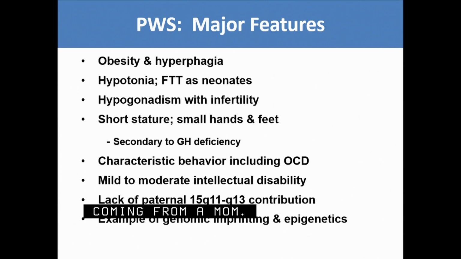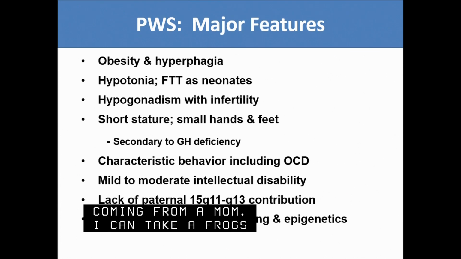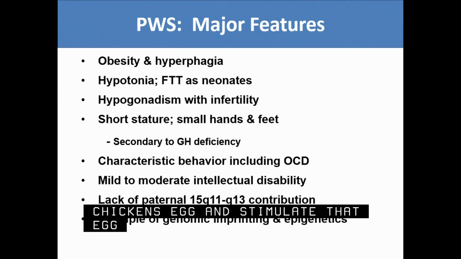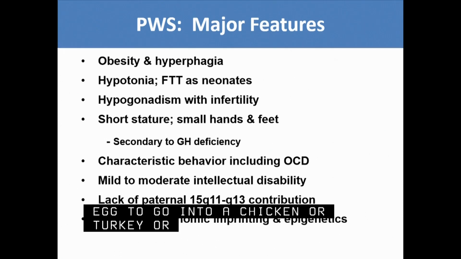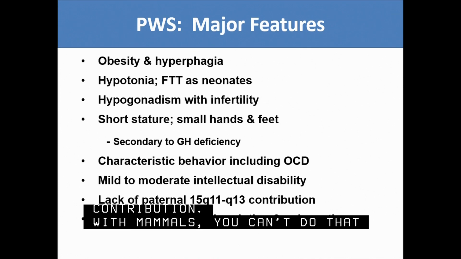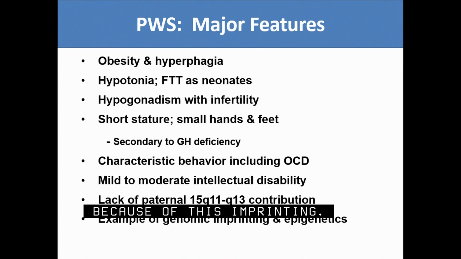I can take a frog's egg or a chicken's egg, and I can stimulate that egg to go into a chicken, a turkey, a frog, without a male contribution. But in mammals, you can't do that because of this imprinting. And epigenetics means regulation above the level of the DNA. There's secondary regulation.